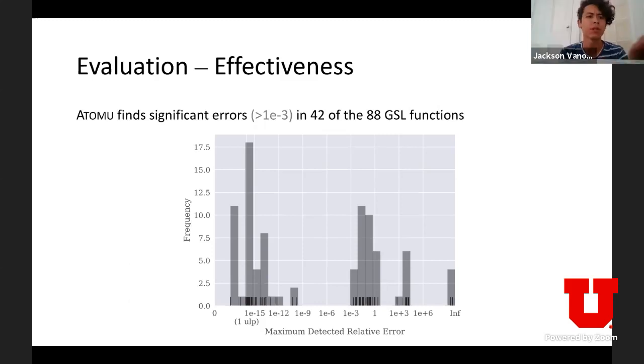Great. And what was your oracle that you tested against? The oracle we use is from mpmath, which is a Python library, and I think basically they are using MPFR and implement their own versions of these functions. Yeah. Great, thank you.